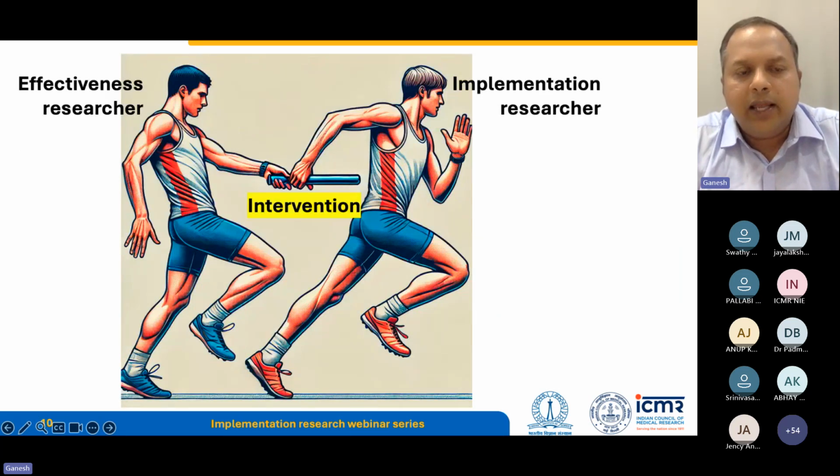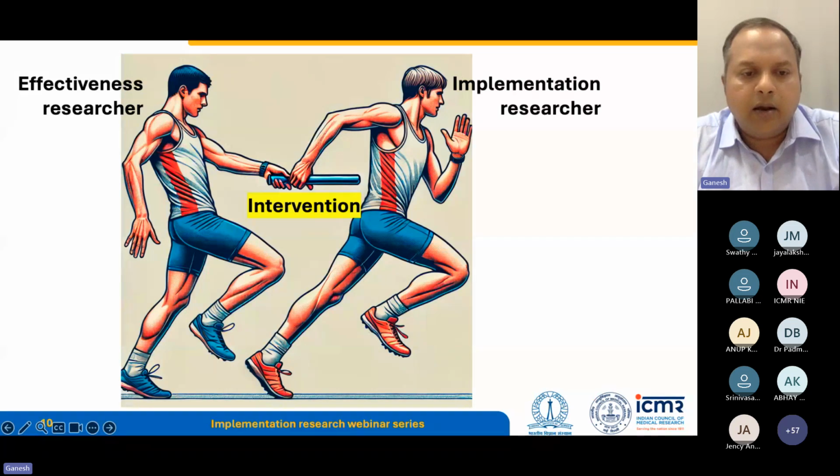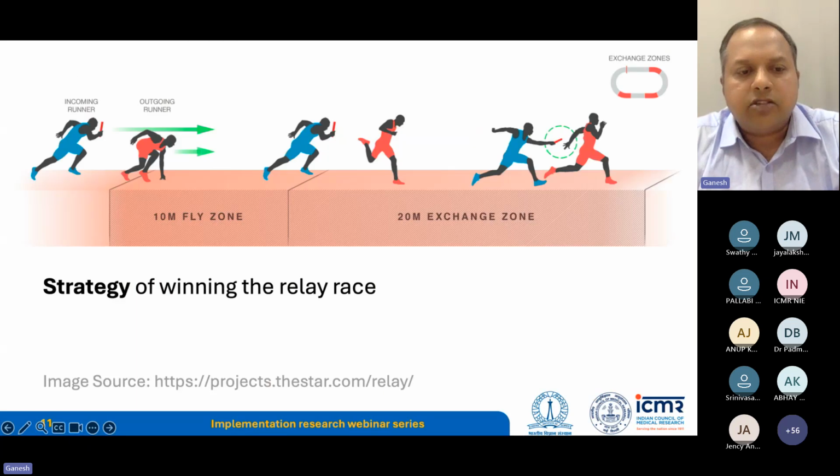In a usual relay race, effectiveness research is the evidence we are generating on an intervention, which is passed on to an implementation researcher to take it forward for improved outcomes or improved delivery of health outcomes. In other words, when you are trying to link the strategy, how this can be expedited is like the strategy which is usually done in a relay race, an exchange zone versus the fly zone.